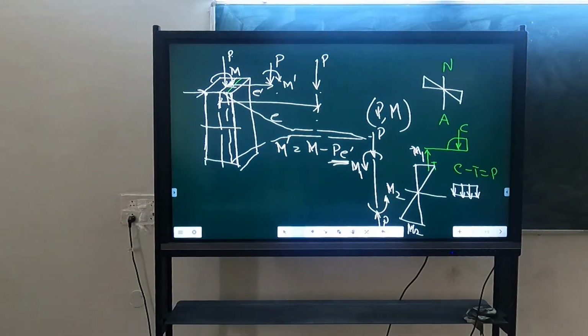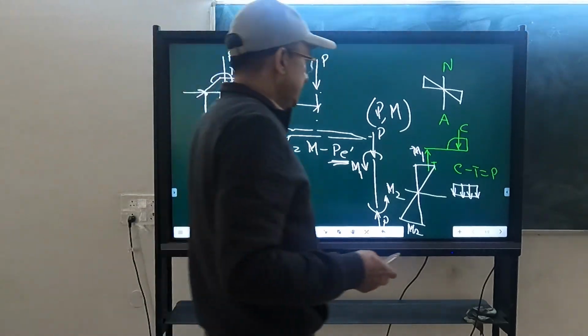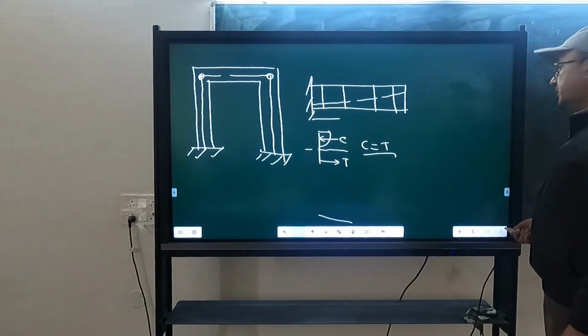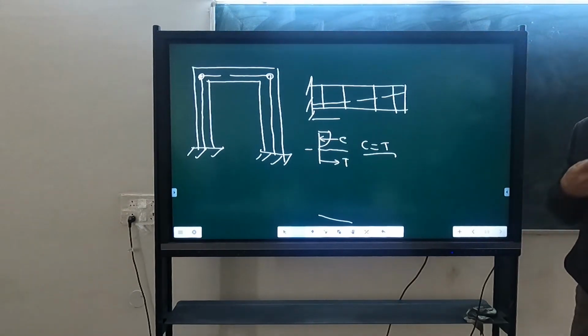Okay, it is so natural that we consider the centroidal axis that we usually do not think about it. But if somebody raises this issue, why centroidal axis? Why not neutral axis? Then you have to be clear about why we are taking the centroidal axis. Okay.